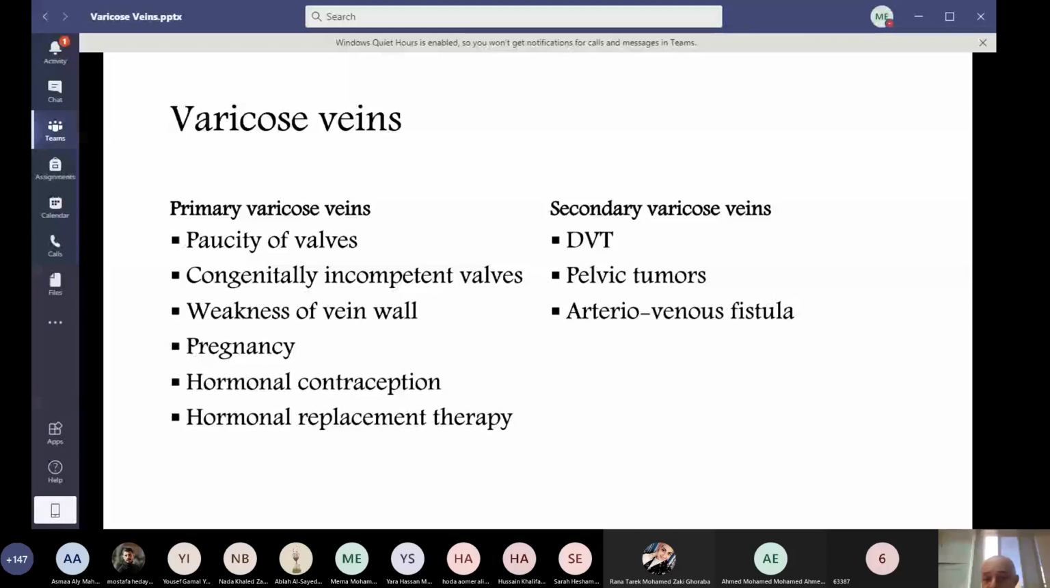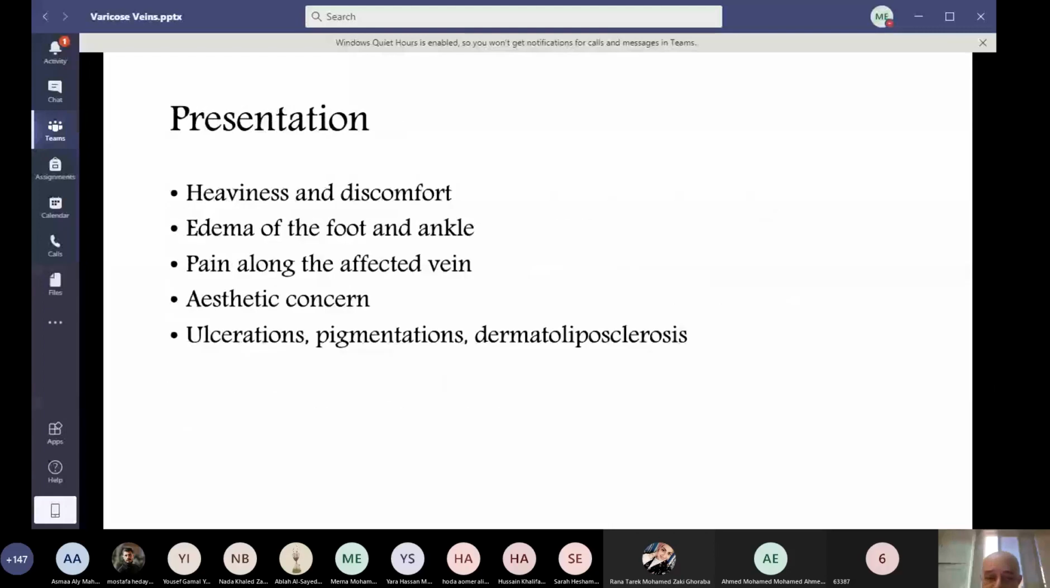As for the presentation, sometimes the patient comes complaining of heaviness and discomfort, usually towards the end of the day. Edema of the foot and the ankle, again usually towards the end of the day. Sometimes there is pain along the affected vein, because the overstretch of that vein will stimulate the nerve endings and produce pain. One of the most common presentations is aesthetic concern, cosmetic concern. Complications can develop from these varicose veins in the form of ulceration, pigmentation, or dermatitis.